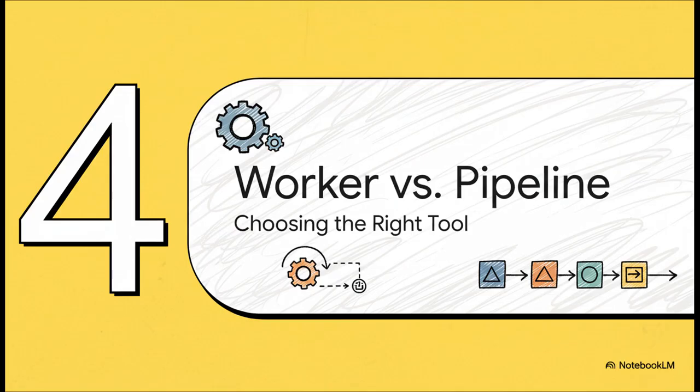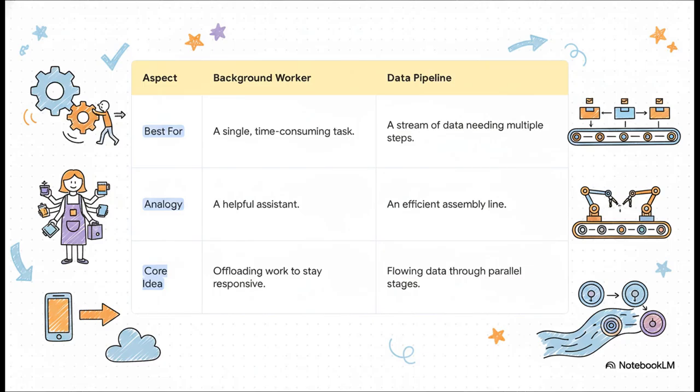So now we have 2 really powerful patterns in our toolkit, the personal assistant and the assembly line. And the real key to genius-level software design is knowing which tool to pull out for which job. This slide here just breaks it down perfectly. You want to use the background worker, your assistant, when you've got one big chunky task that you need to get done without freezing the whole app. And you want to use the data pipeline, your assembly line, when you have a stream of items that all need to go through the same multi-step process. One is all about offloading a single job, the other is all about managing a continuous flow.